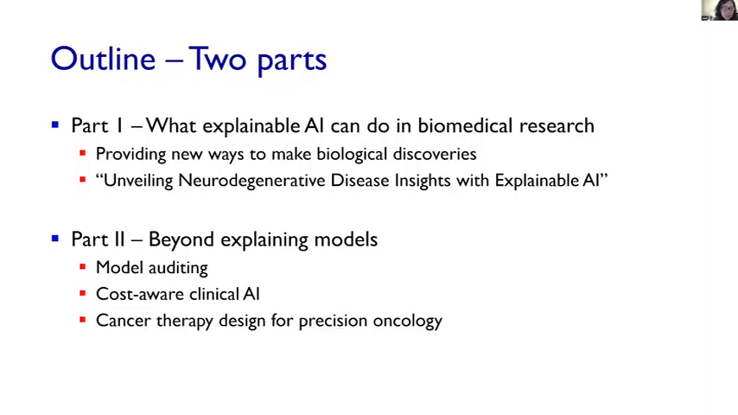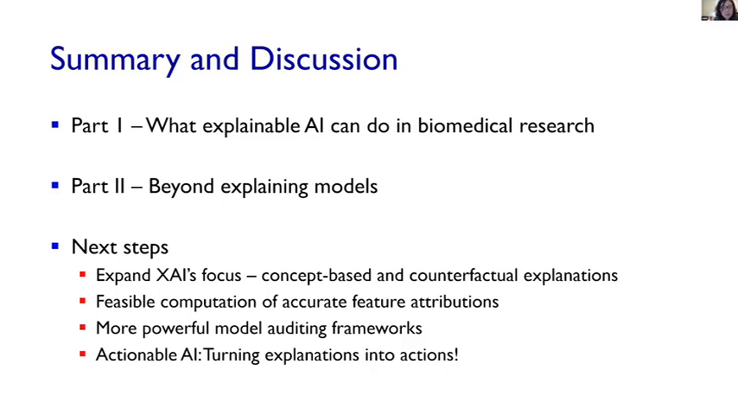Okay, just to briefly recap. I talked about many examples of what explainable AI can do as is, feature attributions. In the second part of the talk I tried to give you a sense of how explainable AI can open new areas and research directions in biology and healthcare. Just to mention a few next steps, what my lab is currently working on includes expanding explainable AI's focus beyond feature attributions.